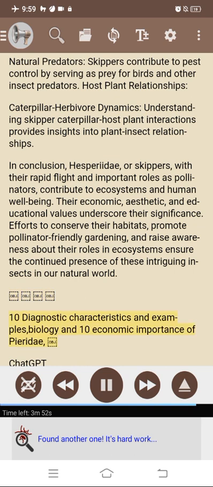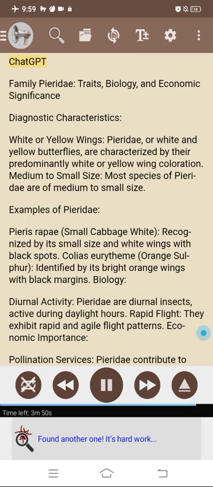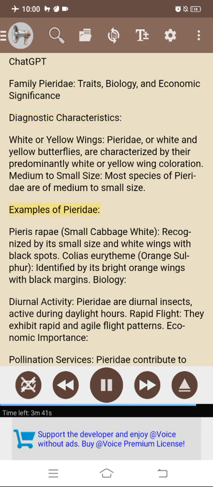10 diagnostic characteristics and examples. Biology and 10 economic importance of Pieridae. ChatGPT. Family Pieridae, traits, biology, and economic significance. Diagnostic characteristics. White or yellow wings. Pieridae, or white and yellow butterflies, are characterized by predominantly white or yellow wing coloration. Medium to small size. Most species of Pieridae are of medium to small size. Examples of Pieridae.